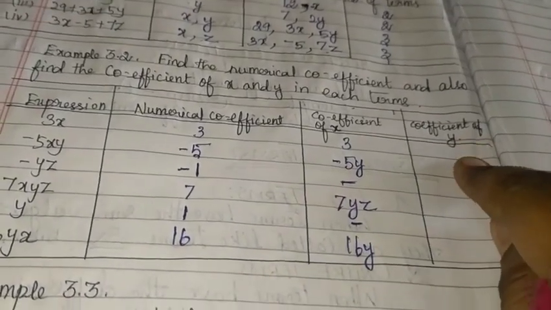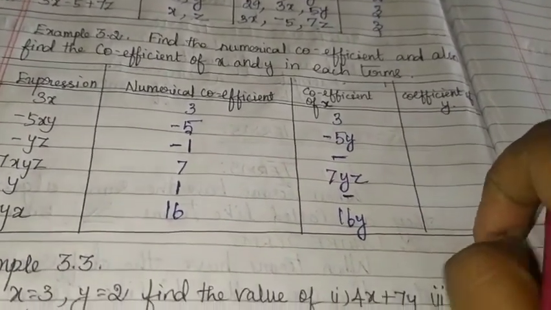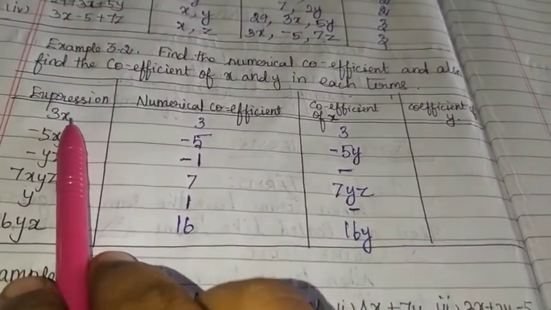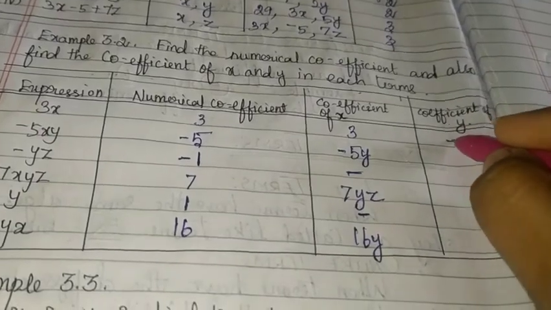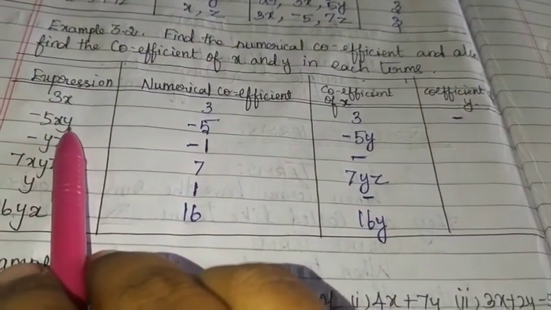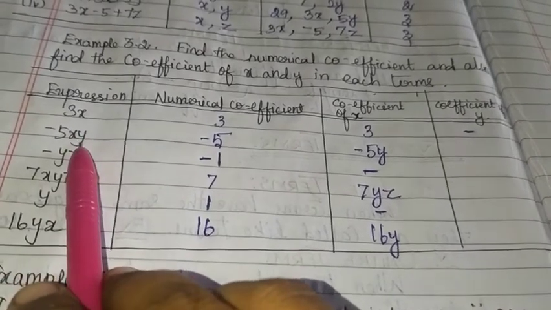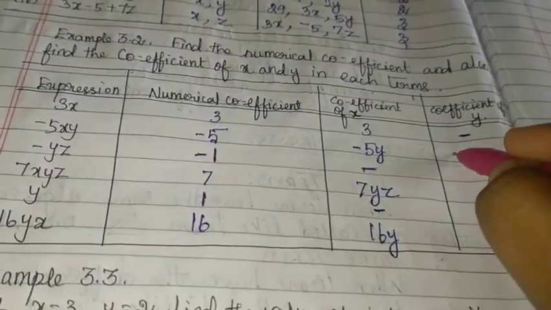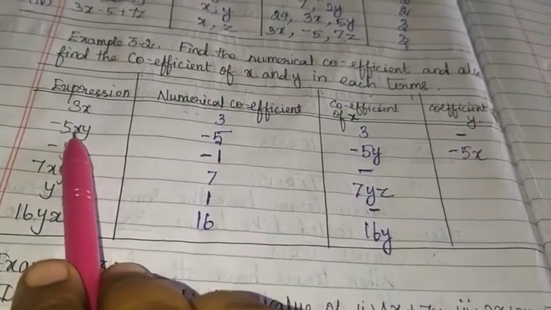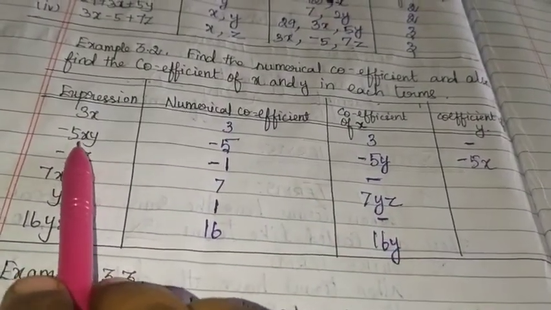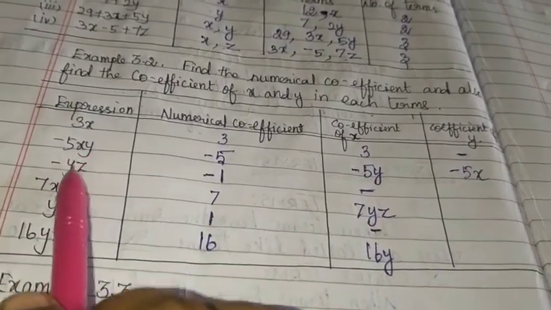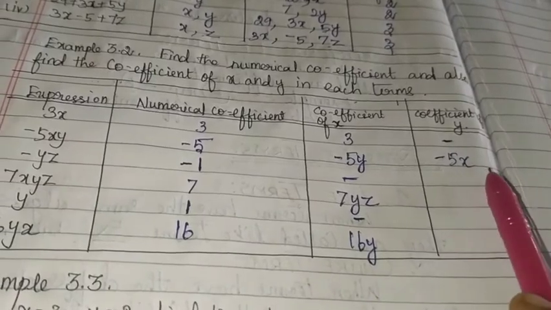Now coefficient of y. First expression paranga 3x mattada irukku. Y irukka? No y is there. So I have to give the hyphen. So in this expression minus 5xy I have the y. So y மட்டும் விட்டு remaining 2 எழுதுவோம் minus 5x. இங்கே பாருங்க x coefficient of x எழுதும்போது x விட்டுட்டு minus 5y எழுதணும். இப்போ coefficient of y எழுதும்போது y விட்டுட்டு minus 5x எழுதுவோம்.